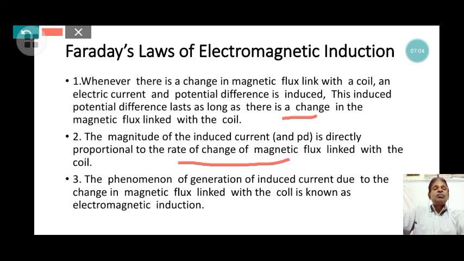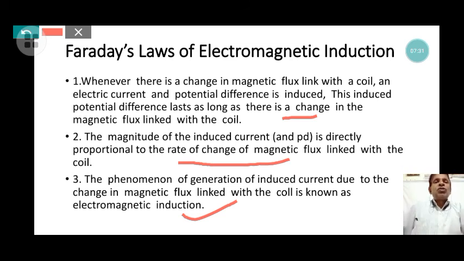The rate of change of magnetic flux means how the magnetic field changes with respect to time, and this rate of change of magnetic field produces the electric current in the coil. The phenomenon of generation of induced current due to the change of magnetic flux linked with the coil is known as electromagnetic induction. That is the full description of electromagnetic induction.